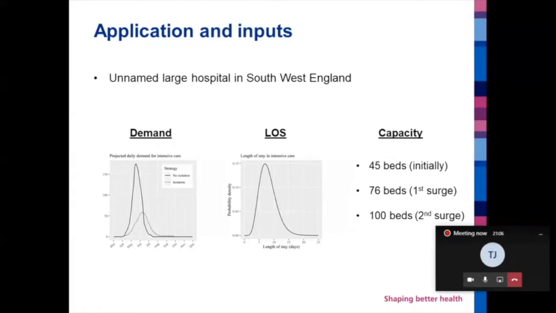And the third real input then is the capacity. So for this hospital, they originally were able to make available 45 intensive care beds after closing elective cardiac surgery. The first surge then could be to increase that to 76 beds and a second surge to 100 beds. And now actually they're looking at around 200 beds.